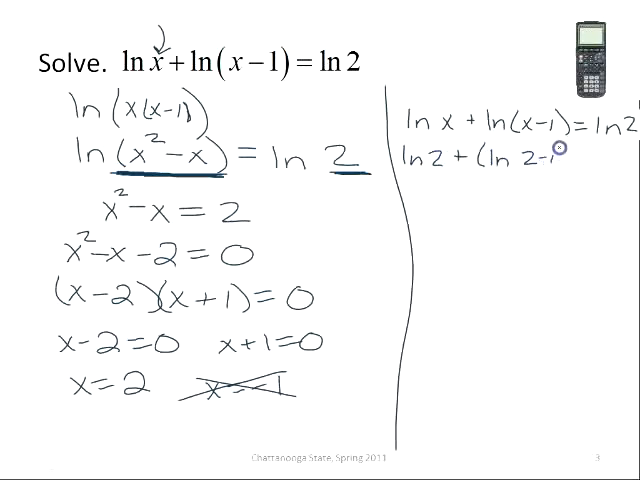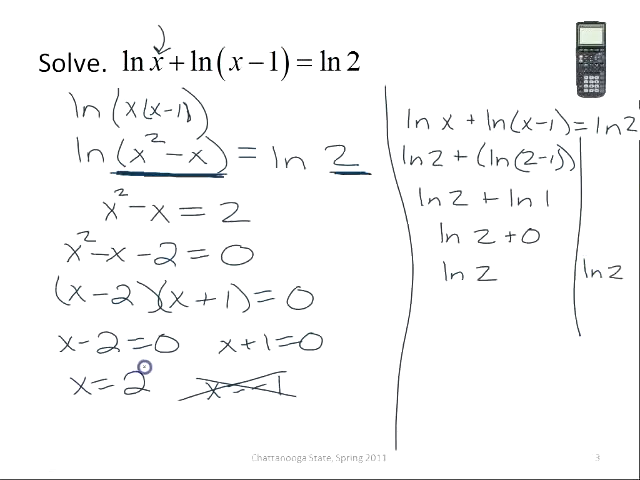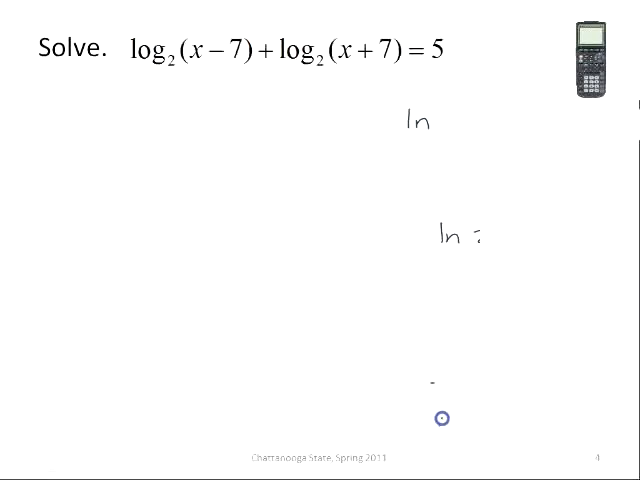let's see what I get here when I check it. This would be natural log of 2 plus natural log of 2 minus 1. So this is the natural log of 2 plus the natural log of 1. But remember that the natural log of 1, or any logarithm of 1, is always going to be 0. So the left side of the equation is the natural log of 2, and the right side of the equation is natural log of 2 also. So the x = 2 works. The x = -1 does not work.